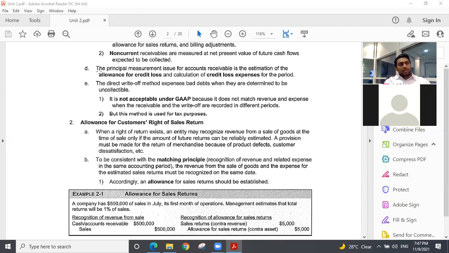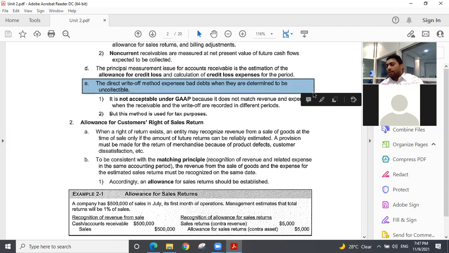Then the direct write-off method means when you have a bad debt, you will write it off. That is the direct write-off method. That means you will directly debit that expense to your income statement. So what happens? The matching concept will be affected. This is not permitted under GAAP. Even IFRS or US GAAP doesn't permit this.